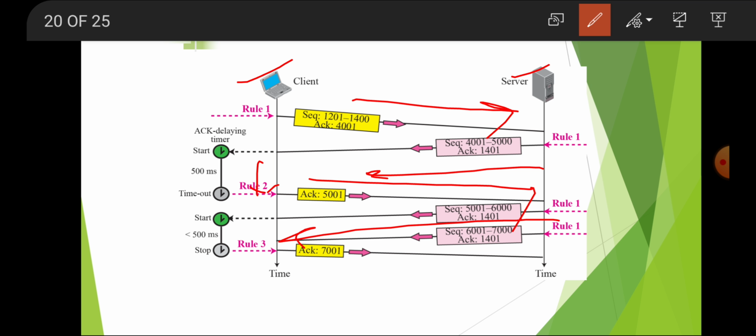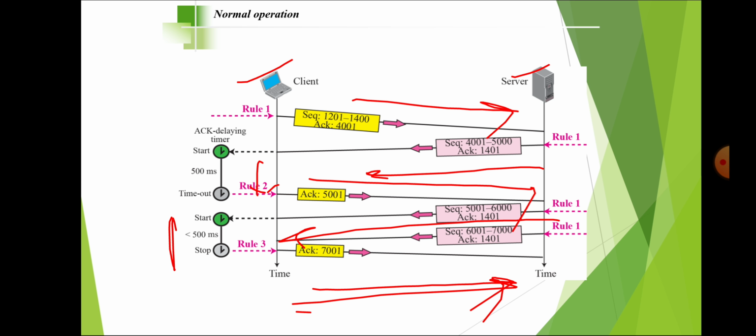And again you send the next data. This is how the normal operation happens, within 500 milliseconds: sending the data and receiving the acknowledgement. This is the very normal operation that should happen.